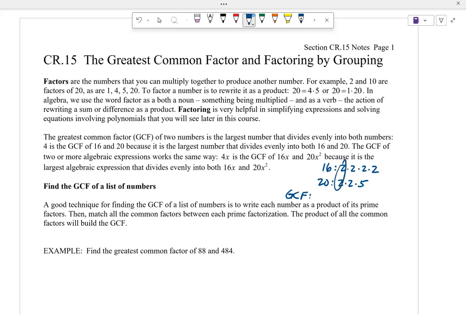So you notice they both have 2's, so I put a 2 there. And they both have another set of 2's. So 2 times 2 looks like the greatest common factor of 16 and 20 would be 4. That's their greatest common factor, right?